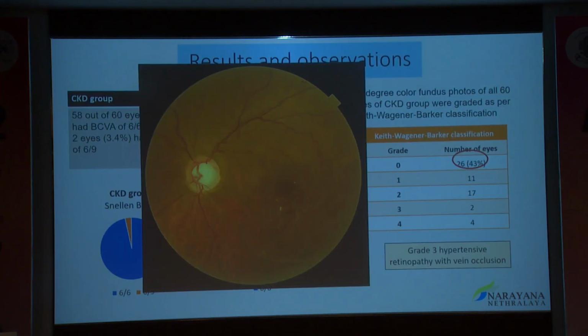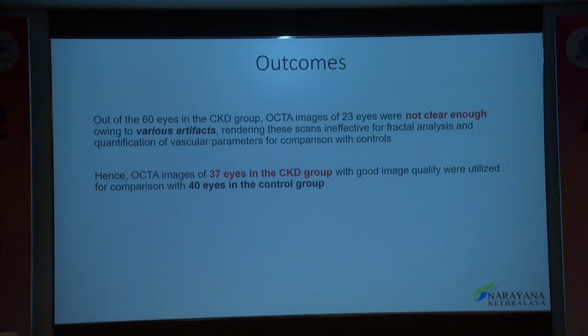Here we have an image of a patient with grade 3 hypertensive retinopathy with vein occlusion. Out of the 60 eyes that we took in the CKD group, the OCTA images of 23 eyes were not clear enough owing to various OCTA artifacts, and these scans were ineffective for fractal analysis and quantification of vascular parameters. Hence we excluded those, and only 37 eyes of the OCTA images were taken and compared with 40 eyes in the control group.